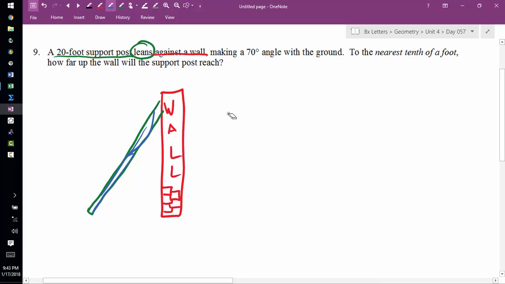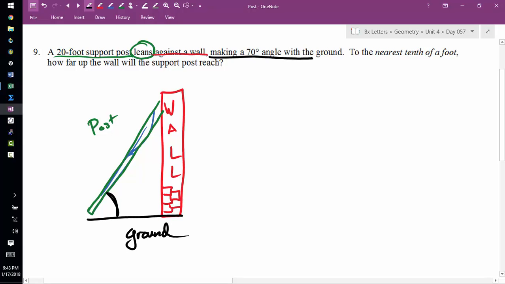So part of dissecting this problem is knowing how to draw it, and we're kind of seeing and exploring how to draw it. And notice how I'm labeling everything: post, wall, and then it says, yeah, that post that's leaning against the wall, it makes a 70-degree angle with the ground. So the ground obviously goes on the bottom, because that's what the ground is.